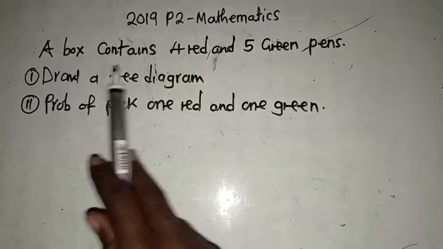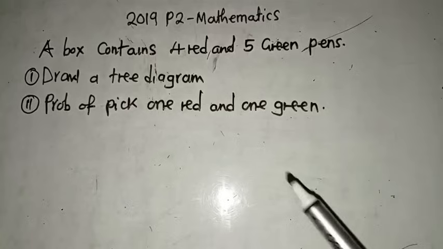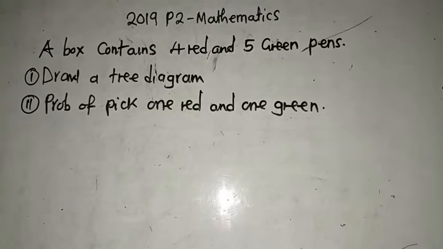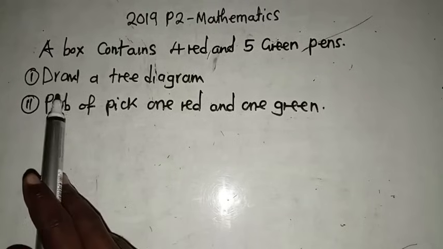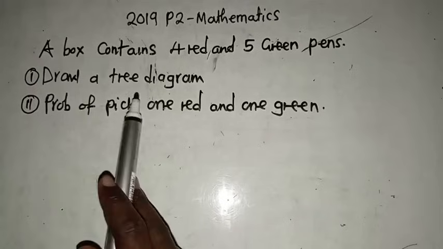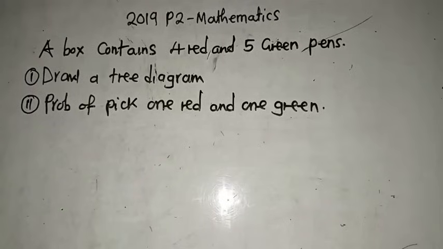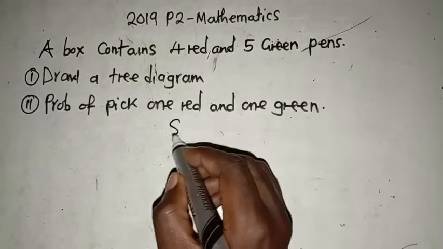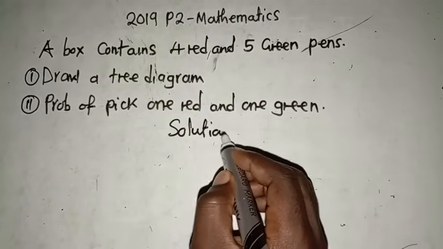The question is saying that a box contains 4 red and 5 green pens. A pen is then picked from the box and not replaced. So this was without replacement. And in the exam, there are questions that will come without replacement. So the first question we are told to draw a tree diagram. How can we draw a tree diagram? So we say solutions. How many pens are we having?